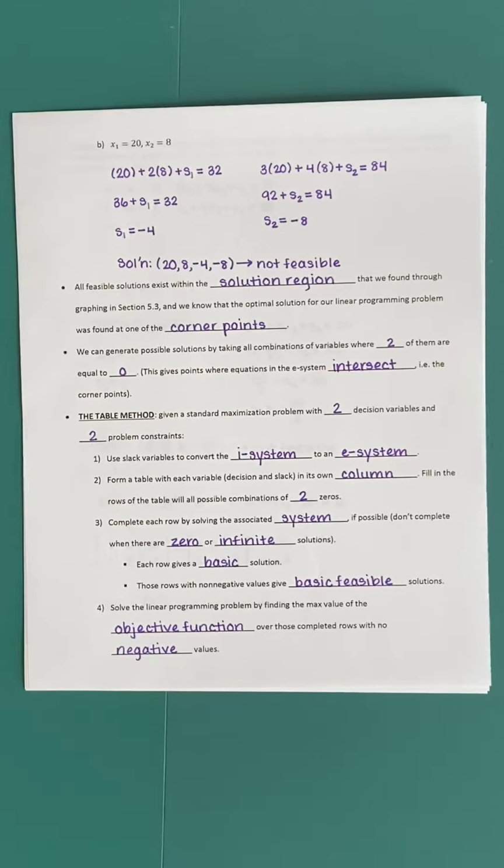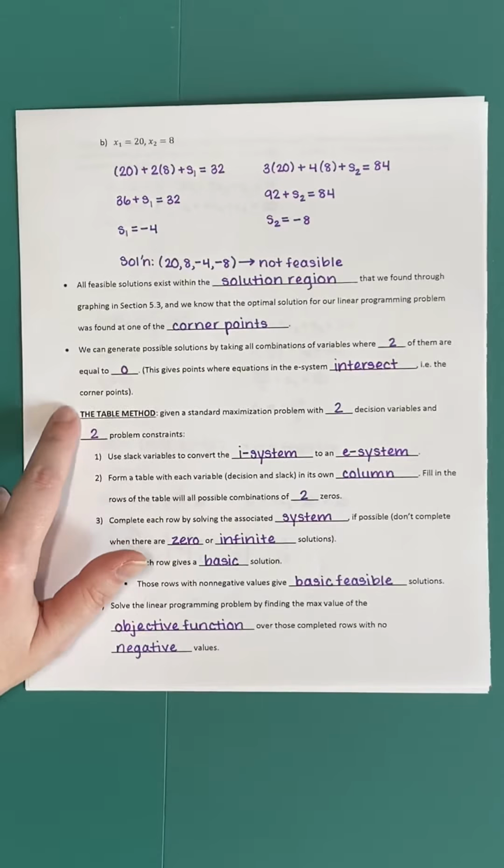We're going to take it one step further, and essentially do things the same way we did when we graphed. We looked at the corner points, plugged them into our objective function, and looked for the maximum or the minimum depending on the situation we're in. So let's summarize what we're going to call the table method.